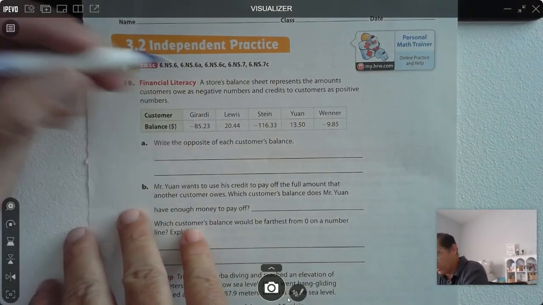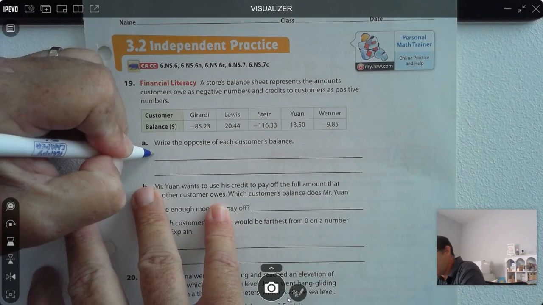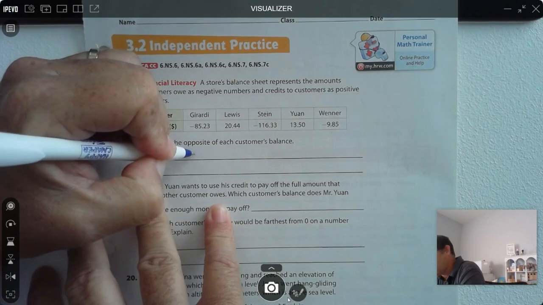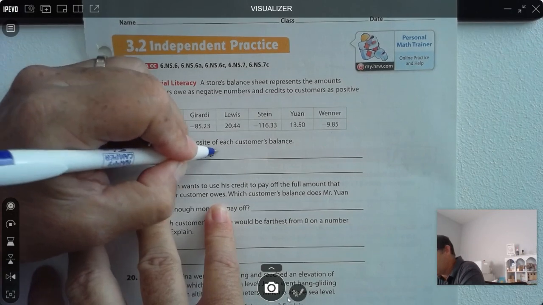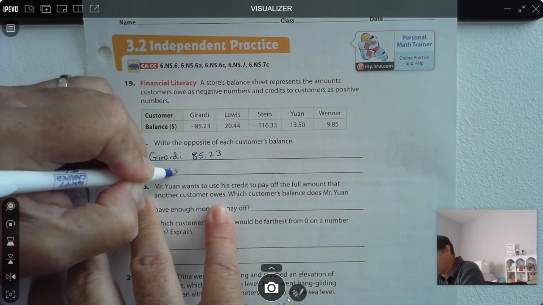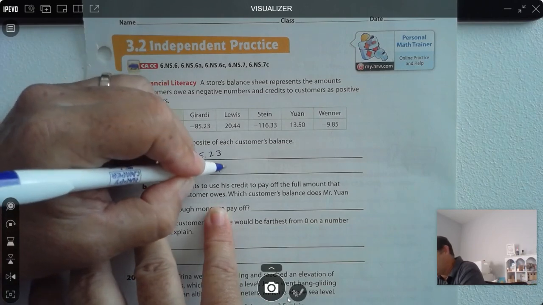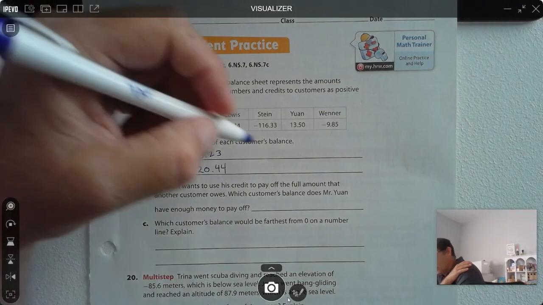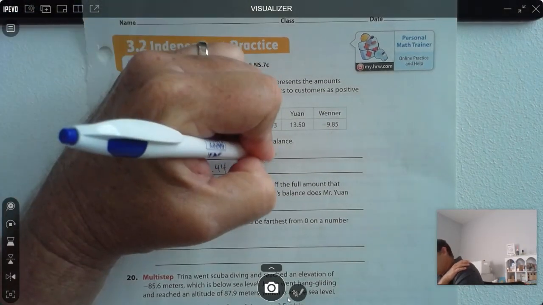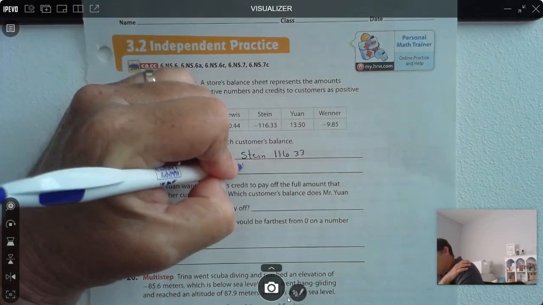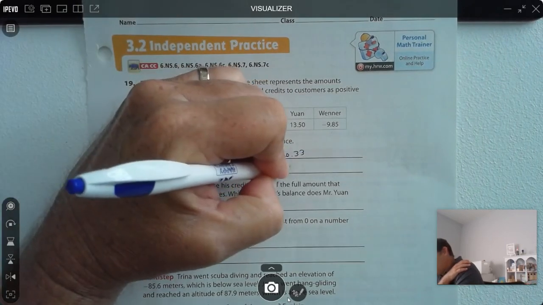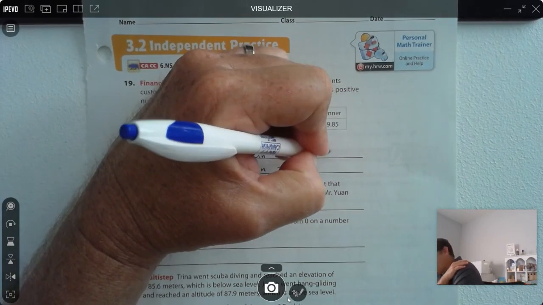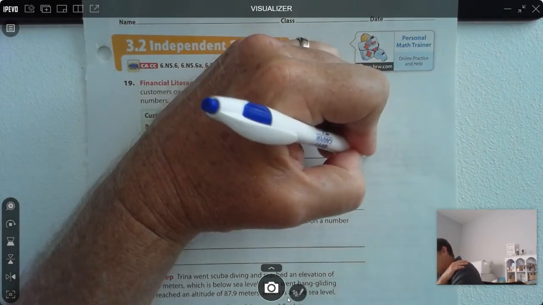Okay. So again, we're writing the same number basically with just different signs for its opposite. And Wenner, 9.85.